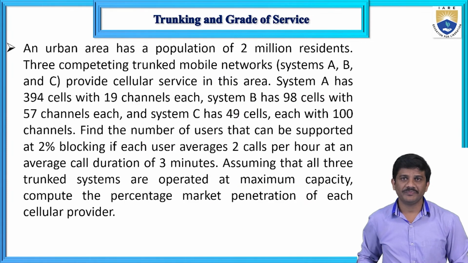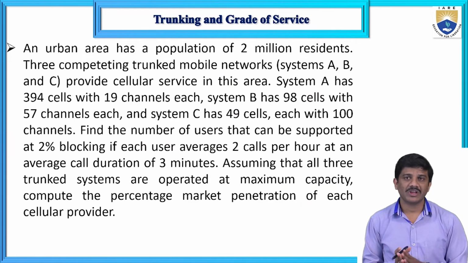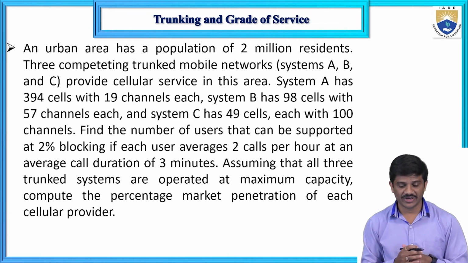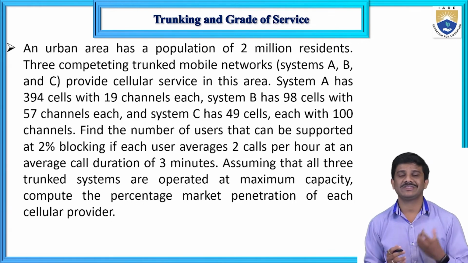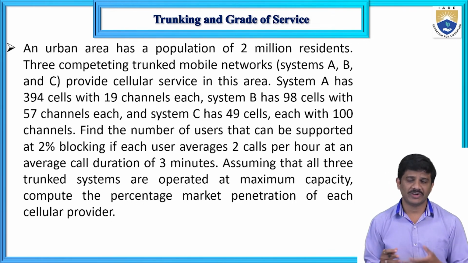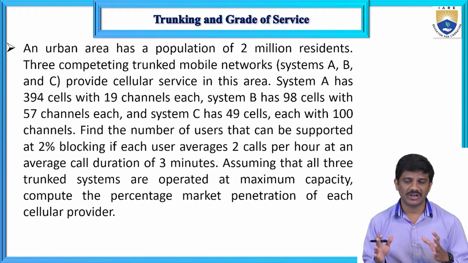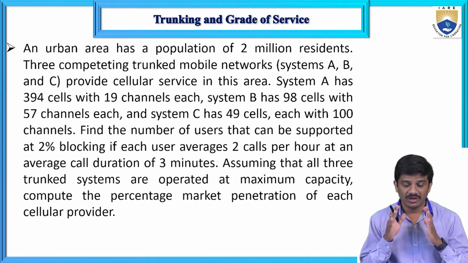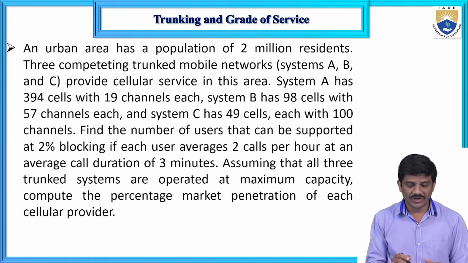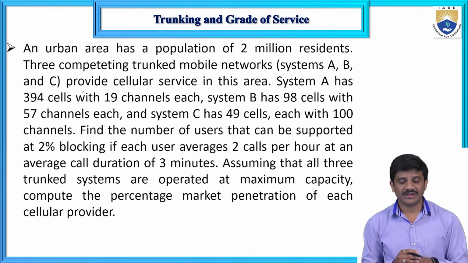Coming to the next one, here you can see another problem. Here the urban area has a population of 2 million residents. For example, you can consider Hyderabad, where we have 2 million residents. There are three competing trunked mobile networks: system A, system B, system C. For example, nowadays we have Jio, Idea and Airtel. Like that, you can consider three mobile networks in a particular urban area providing cellular service.